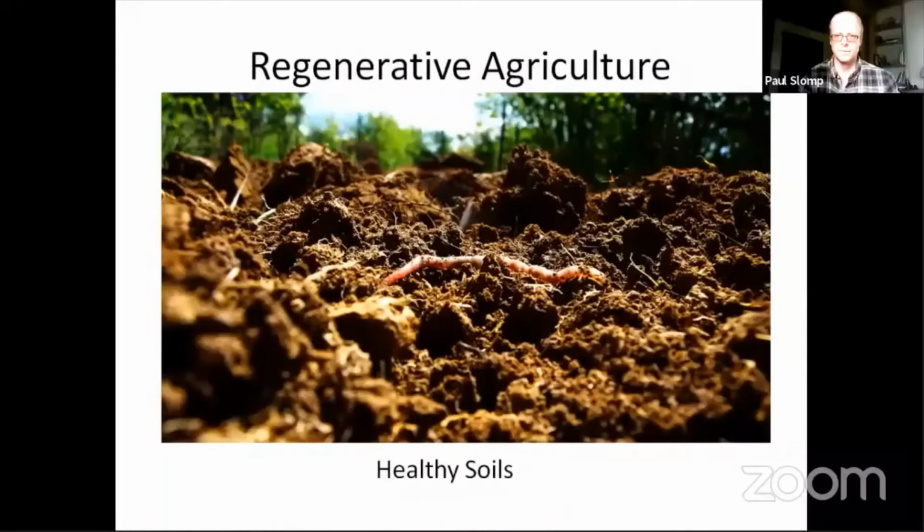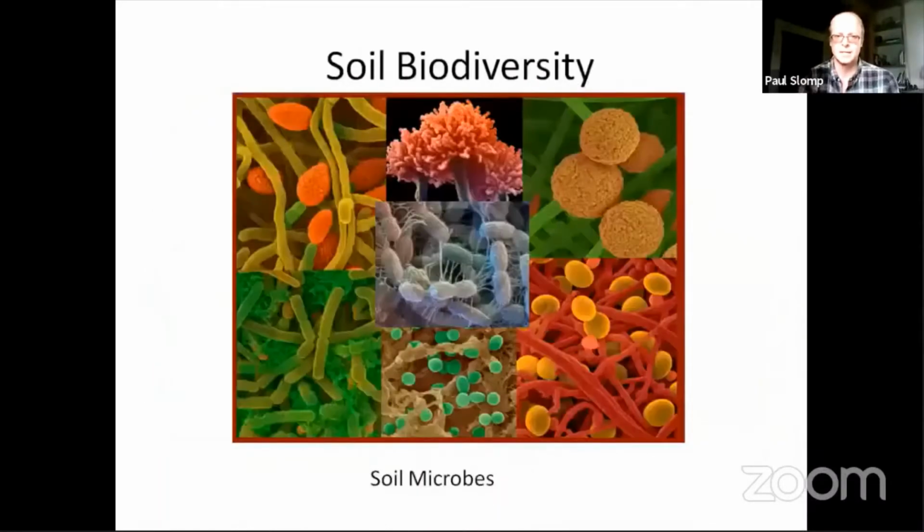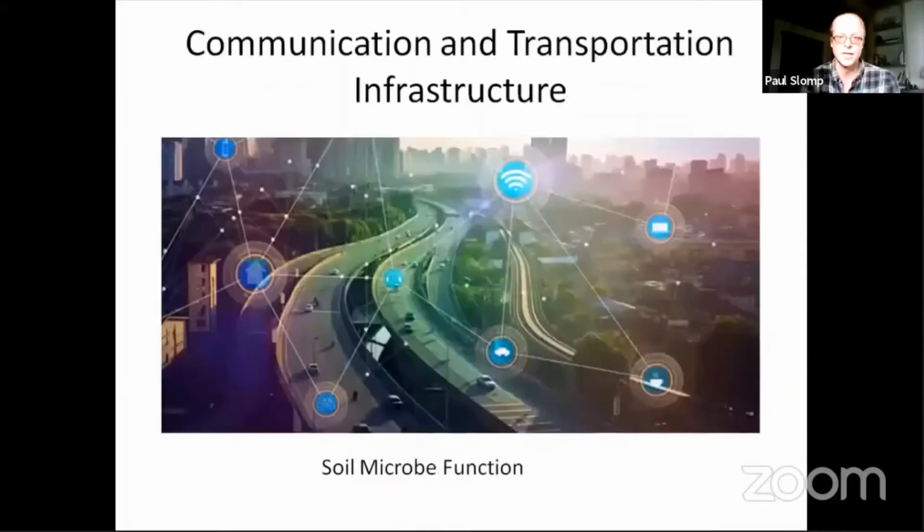So at the foundation of that is healthy soils. And the soil is made up of many things, but one of the often overlooked things is the soil biodiversity and the soil microbes, which are really responsible for the communication and transportation of elements in the soil to our plants. So plants are rooted in one place and they can't go get things that they need for themselves. And it's the soil microbes that actually get food and nutrients to these plants that they can't get for themselves.